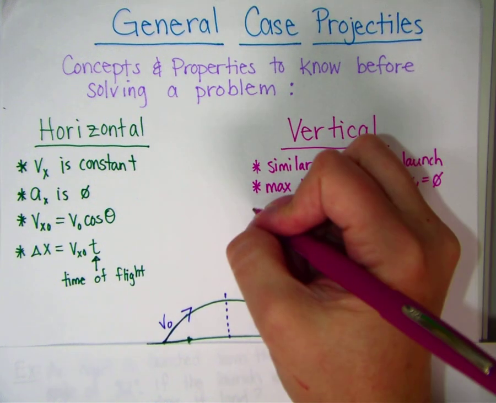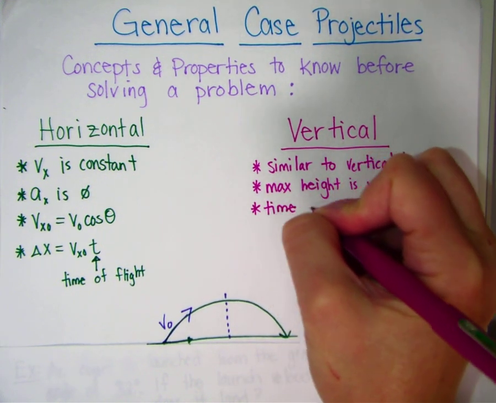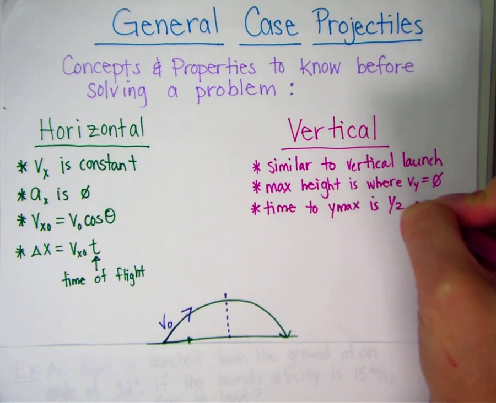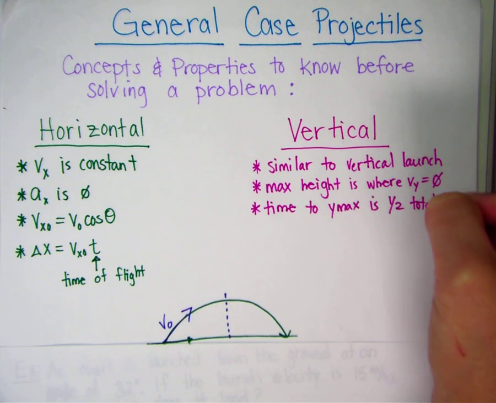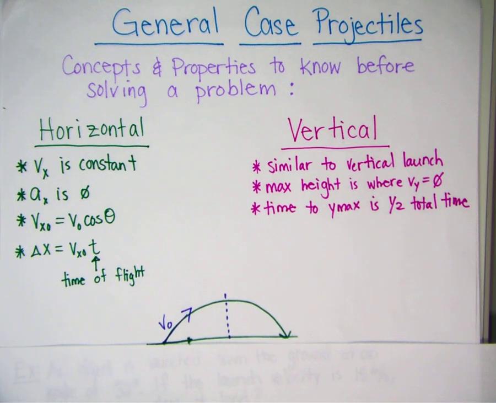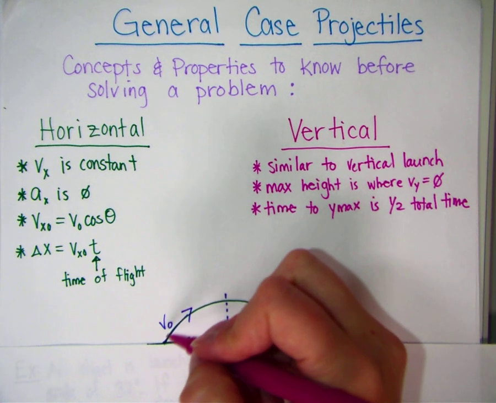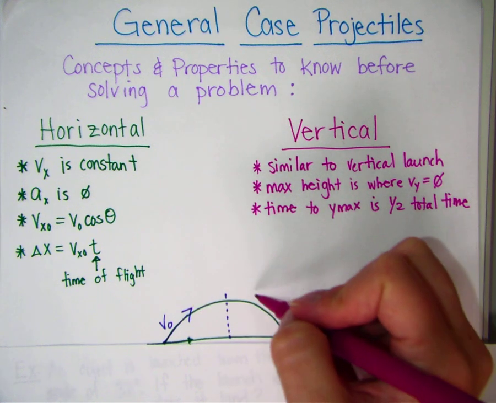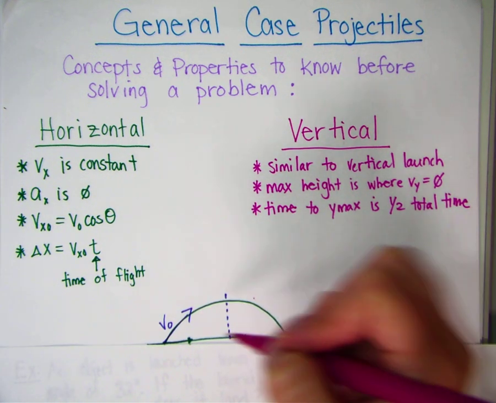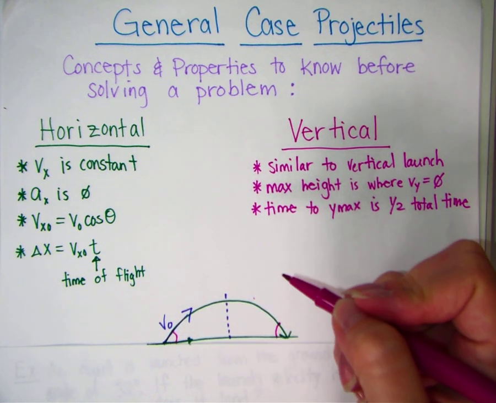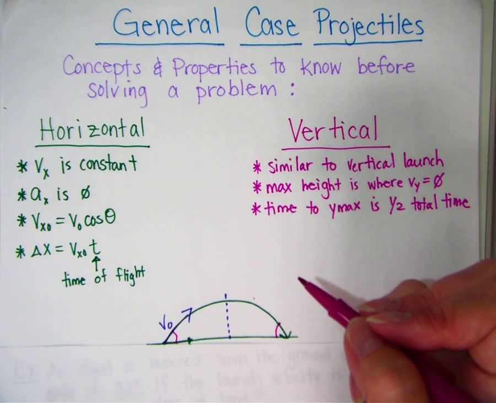The time to get to Ymax is half the total time. Okay, so a parabola, you know, is symmetrical. So everything on the left is going to be the same but opposite direction on the right. So if I were to launch something at 10 meters per second, it's going to land at 10 meters per second. Whatever the angle that I launch at is going to be the angle over here. They are symmetrical. All right.